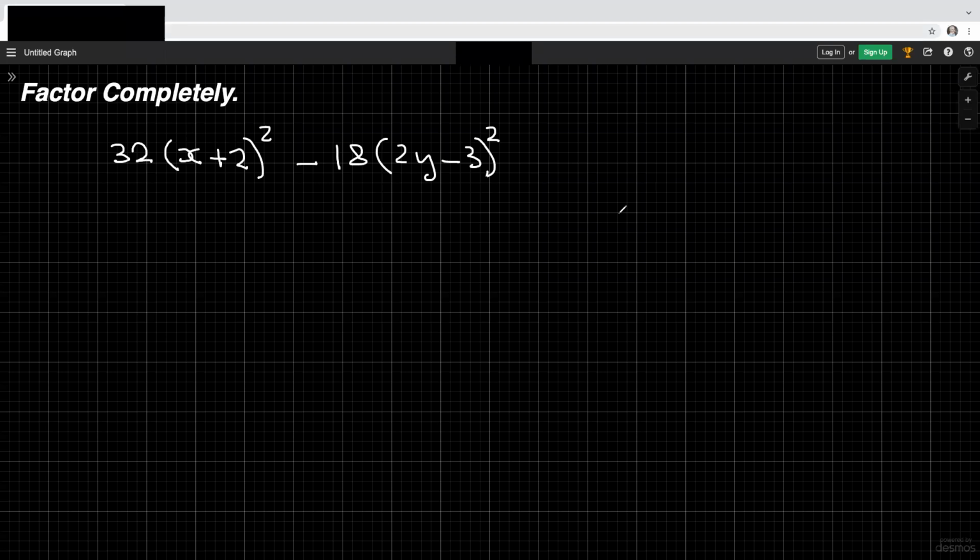So with this one here, you look at it, and you think it's the difference of squares, but the 32 and the 18 are not perfect squares, so it's not really the difference of squares yet. However, the first thing we learn in factoring is taking out the greatest common factor. And I could see right away that here, from the 18 and the 32, I could take out 2 as the greatest common factor.